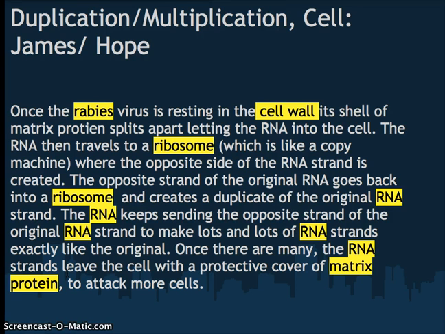The RNA goes to a ribosome. There are many floating around in the brain cell, which is like a copy machine, and the opposite side of the RNA is created. They put in the opposite side multiple times so they have the original RNA strand, and then they go away to attack more cells.